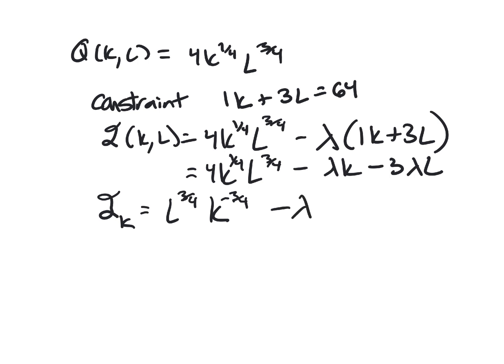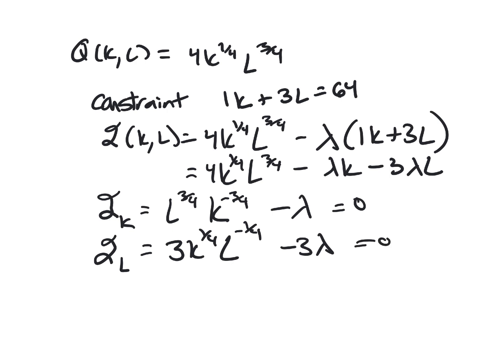Okay. And then the partial derivative with respect to L. This means K is now a constant. All right, bring down the 3/4, which cancels with that 4. So it's just 3K to the 1/4. Remember, K is just a constant. L, 3/4 minus 1 is 3/4 minus 4/4, or negative 1/4. And then minus 3 lambda. Okay, you're going to set each of these equal to 0.